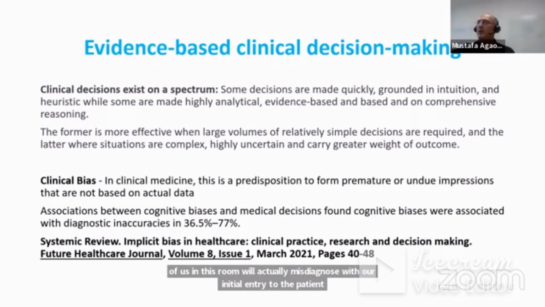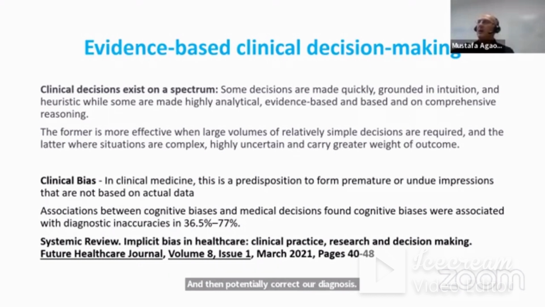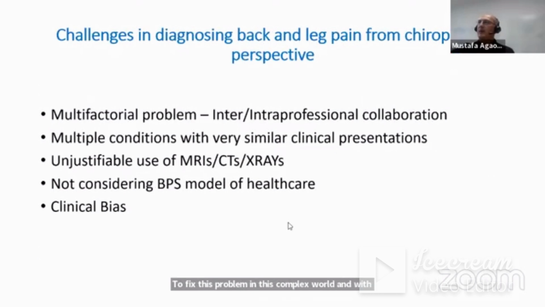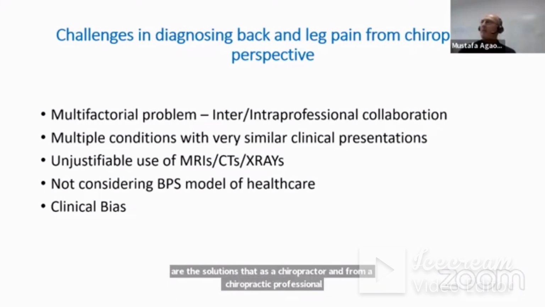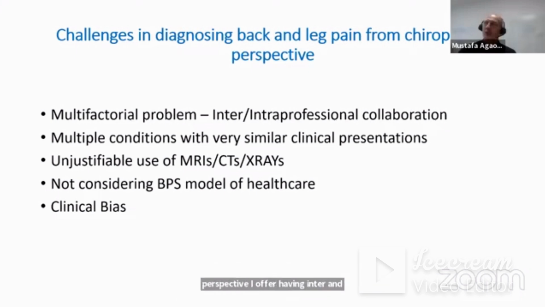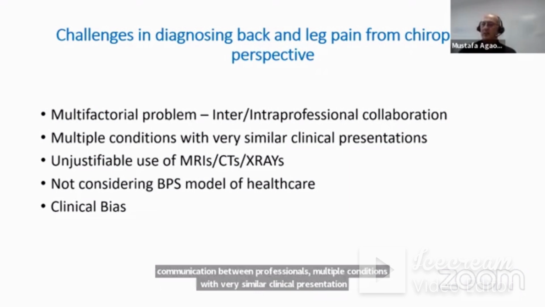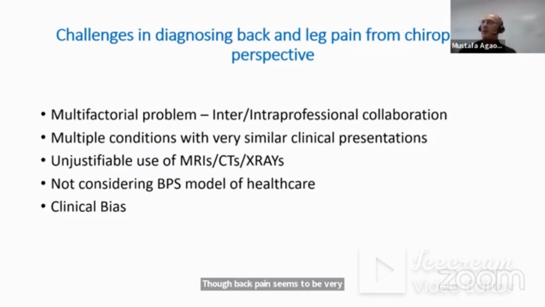To fix this problem in this complex world, with increased complexity of patients, these are the solutions that, as a chiropractor and from a chiropractic professional perspective, I offer: having inter- and intra-professional collaboration, better communication between professionals, multiple conditions with very similar clinical presentation, though back pain seems to be much simpler than diagnosing a cancer and things along those lines as far as sinister conditions are concerned.